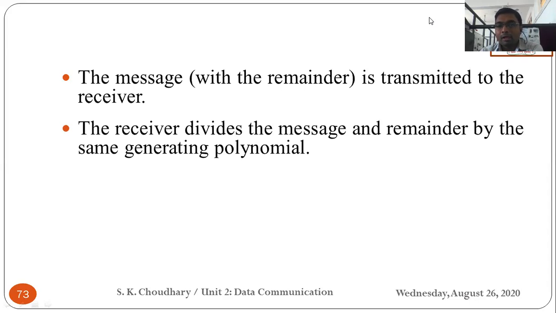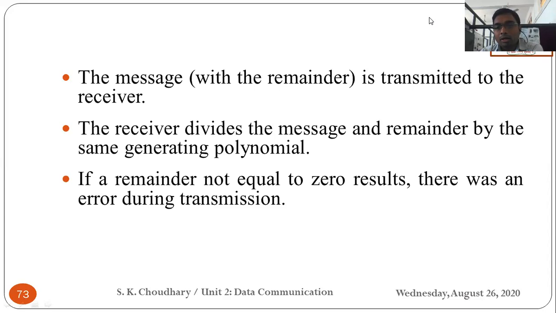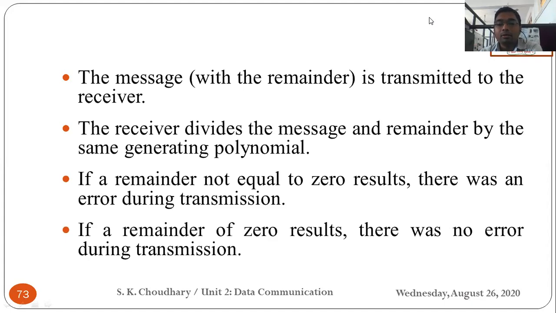At the receiver end, the receiver divides the same message and remainder by the same generating polynomial. If the remainder is not equal to 0, there was some error. We consider that some error was added during the transmission in the channel. But if the remainder of that division is 0, we consider there is no error. Okay. So this is the way. Now we will try to learn this in a pictorial way.